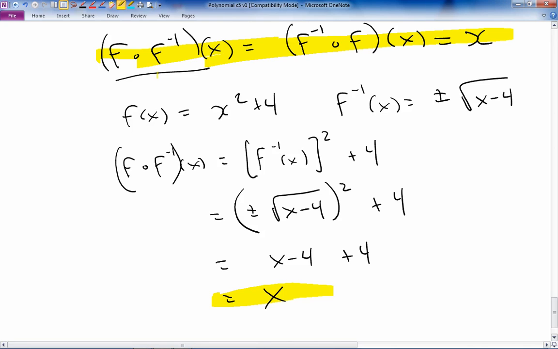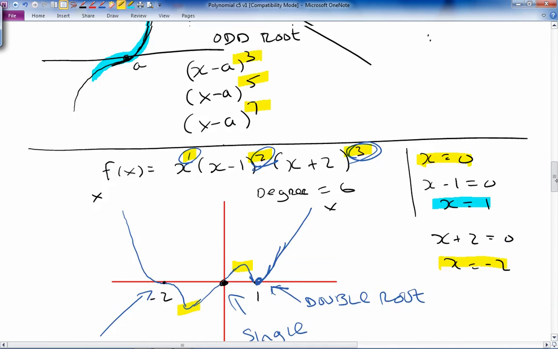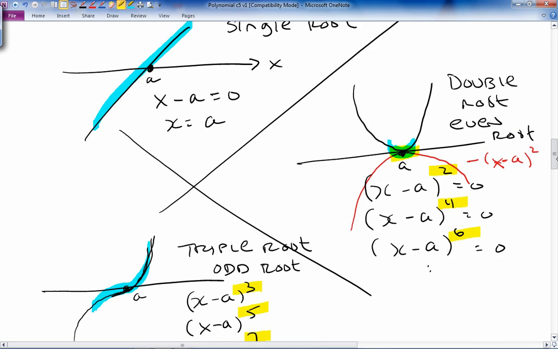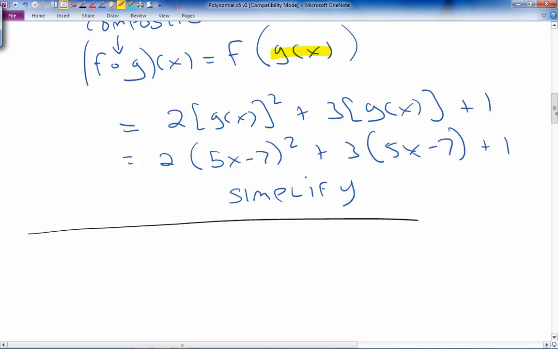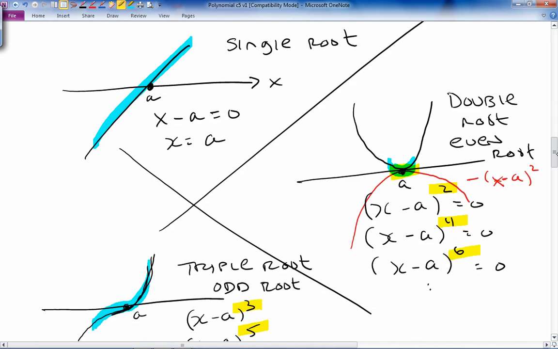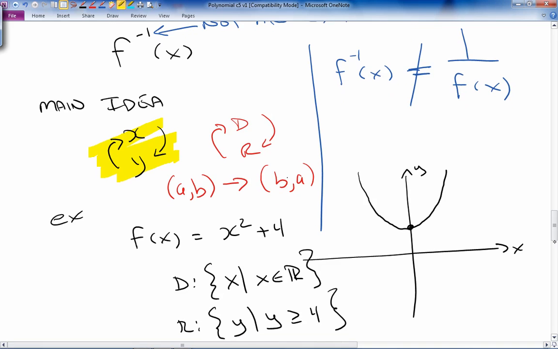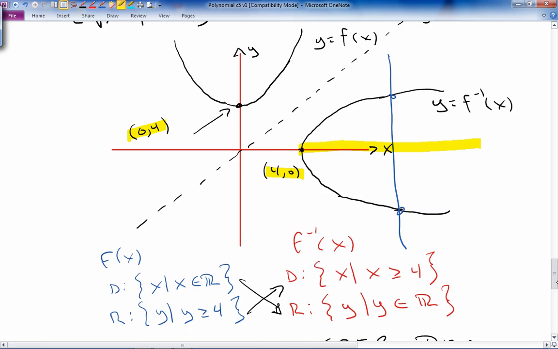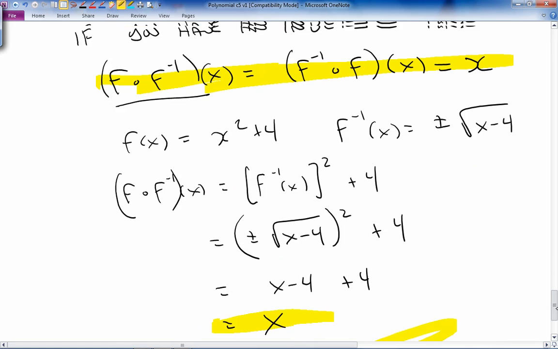So we are done. Okay, so key points that I want you to get out of this were: composites of functions, the types of roots, single roots, double roots, triple roots, and how they look on a graph, and how to do a quick graph, how to find an inverse of a function, how to graph an inverse of a function, noting a domain and range swap, and how to test if you have an inverse. And that's it. We're done.